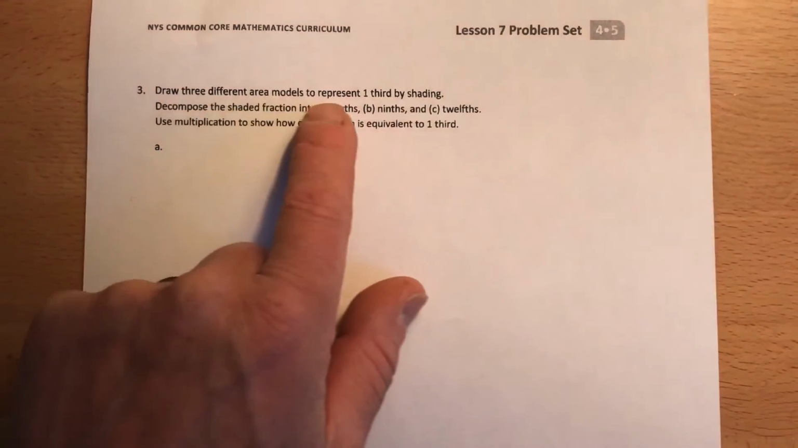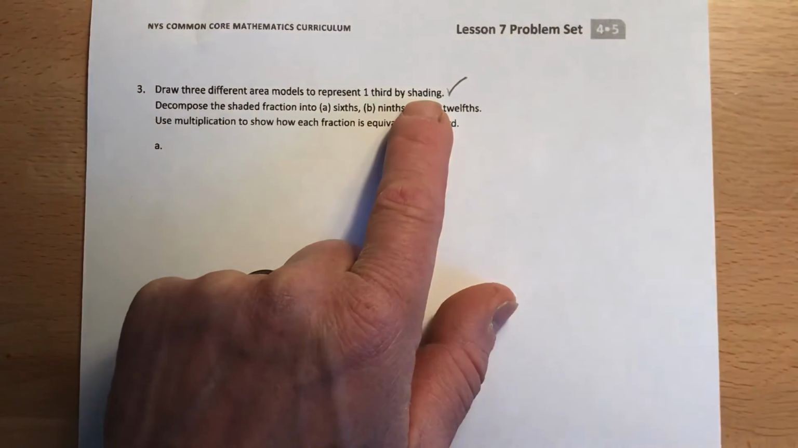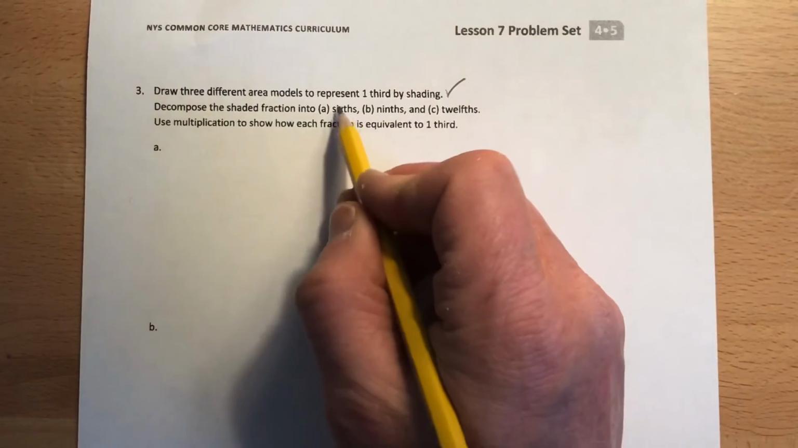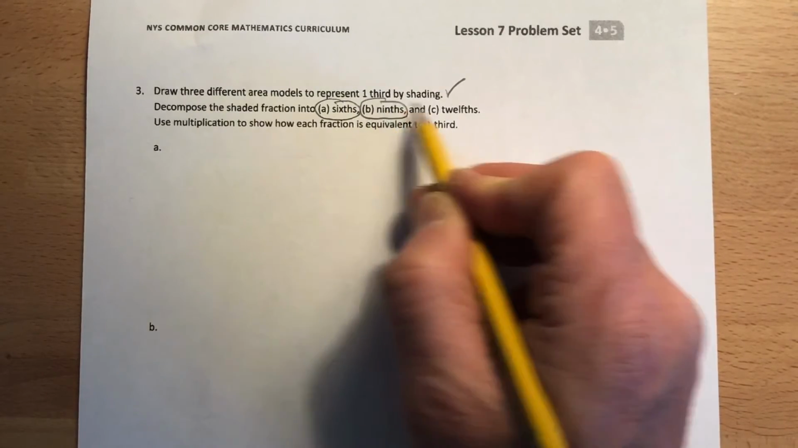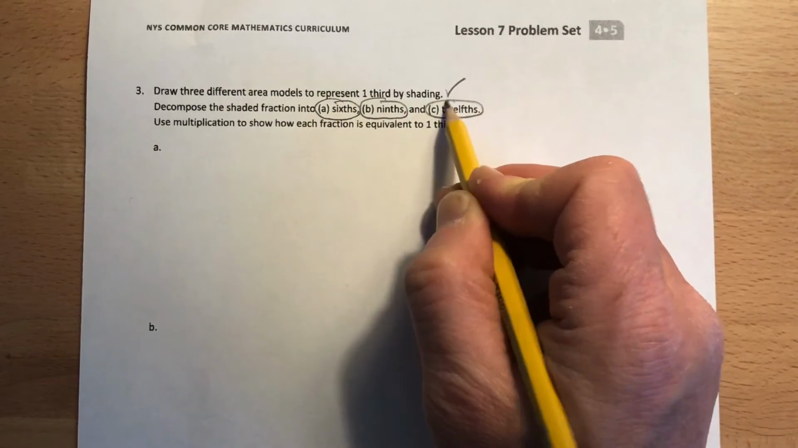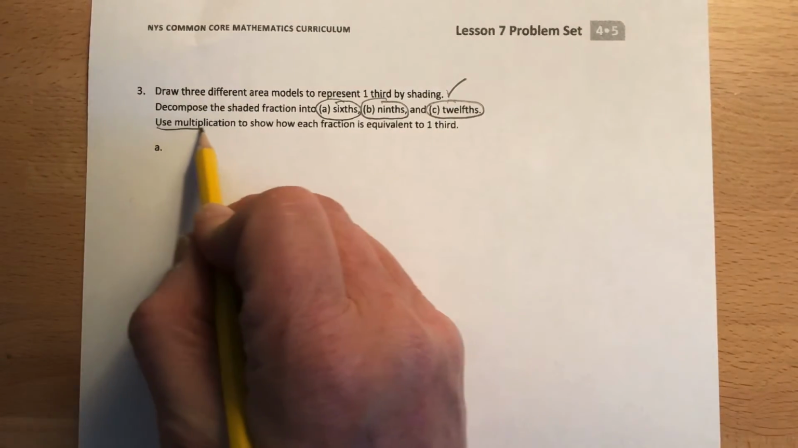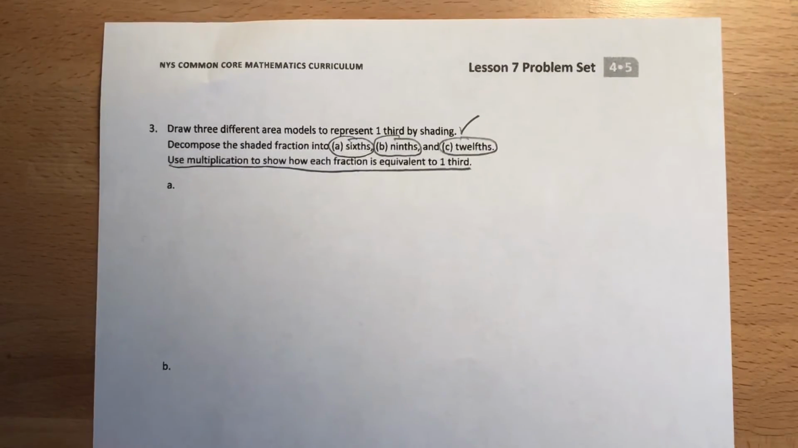Draw 3 different area models to represent 1/3 by shading, okay? So we got to draw 3 units of 1/3. So we're going to do 3 of the same thing, okay? We're going to decompose the fraction A into sixths, B into ninths, and C into 12ths. I can do that, and I'm going to show you how it's done. We're going to use multiplication to show how each fraction is equivalent to 1/3. Okay, so I'll show you here, okay?